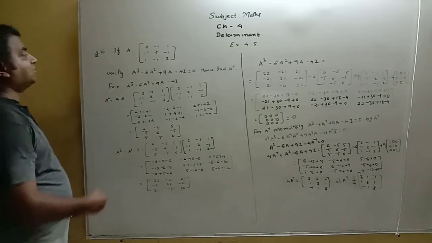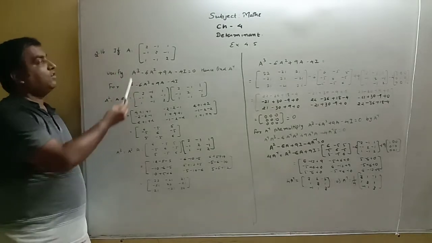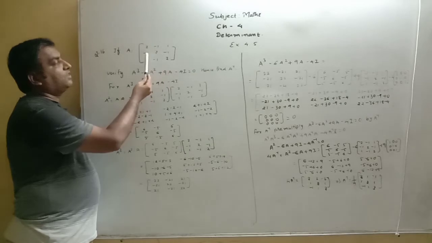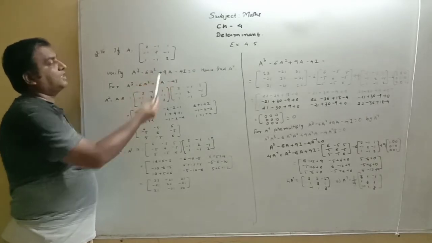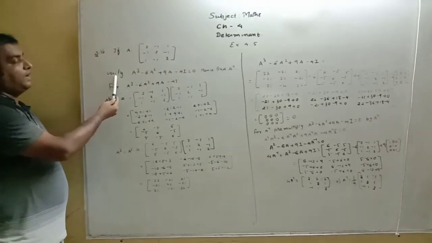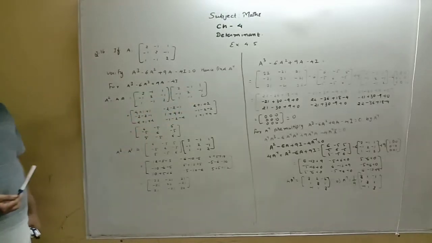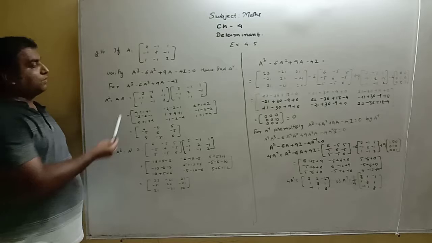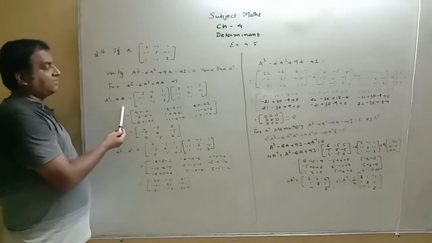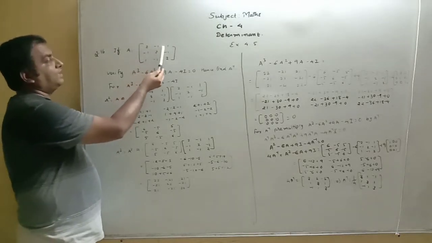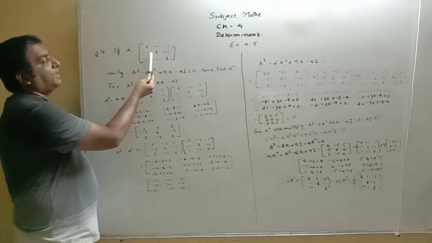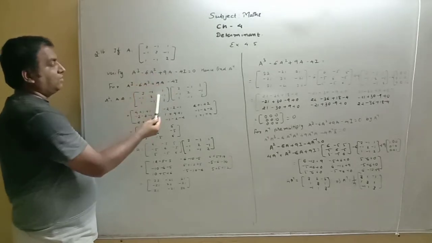Hello friends, question 16. We have A equals [2 -1 1; -1 2 -1; 1 -1 2]. Then verify that A cube minus 6A square plus 9A minus 4I equals 0 and find A inverse. So for A cube, we first calculate A square. The A square means A into A.